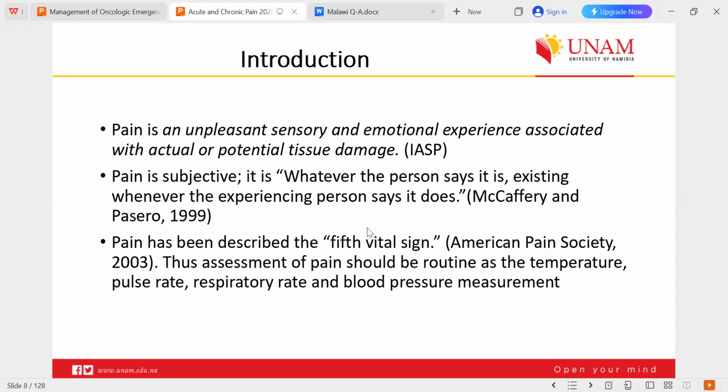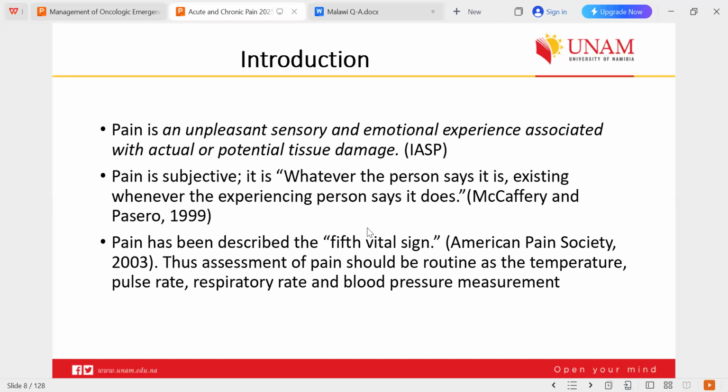Okay, so pain, very big subject to tackle. Pain is an unpleasant sensory and emotional experience that is associated with actual or potential tissue damage. This was the definition given by the International Association for the Study of Pain.